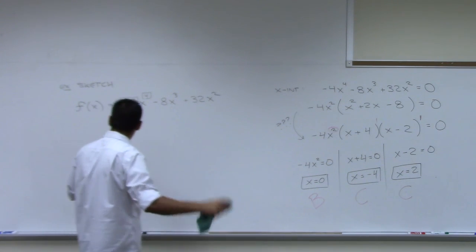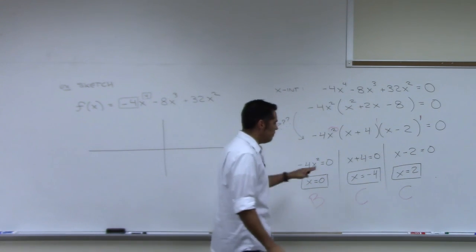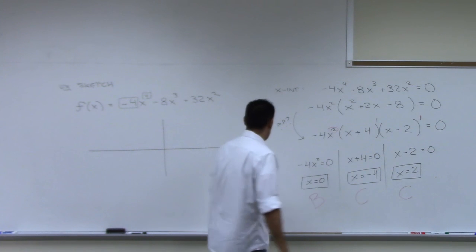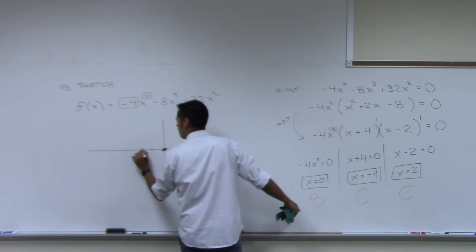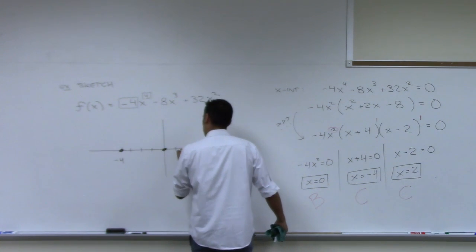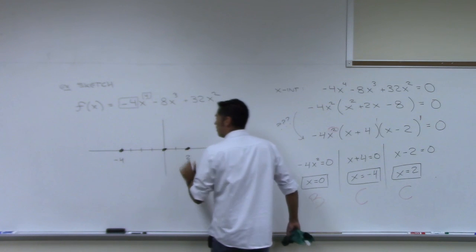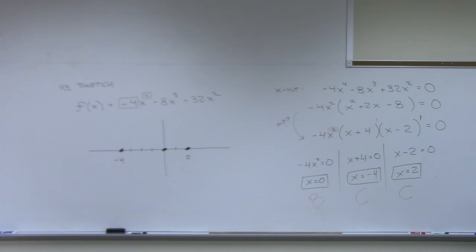I'm remembering it goes down, down. I'm going to plot my x-intercepts first. So 0, here I am. Negative 4, 1, 2, 3, 4, negative 4. I'm going to put a dot there. And then at positive 2, I'm going to put a dot there. That's the way I start my graph. Those 3 points exist. They are part of my graph.